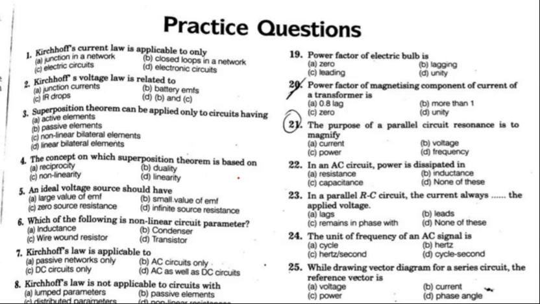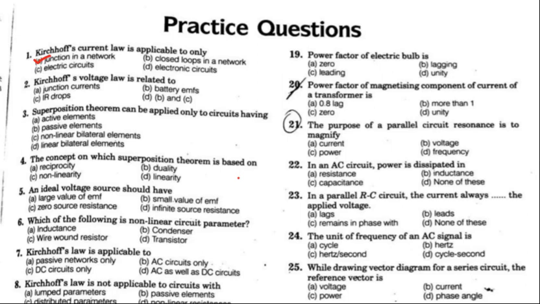In today's video, I am going to explain electrical circuits most important questions. See here, first question: Kirchhoff current law is applicable to which one? Kirchhoff current law is also called junction law. Here the options you can see, the correct option is junction in a network.